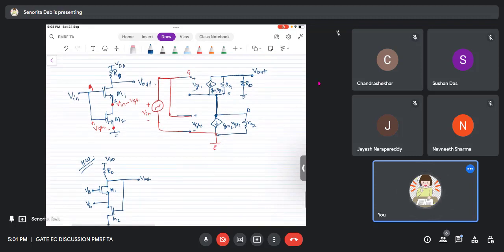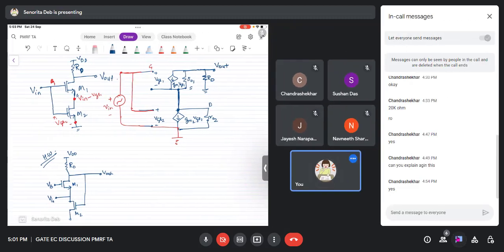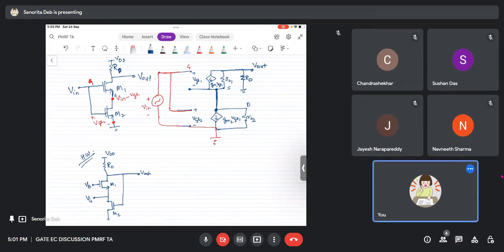Okay, so I think this resolution is better. So quickly try to copy it down. In the next class we will see how to find the R out value and the GM value, and we will find the voltage gain like that. And after that we will solve the questions that have come in GATE, GATE previous year. So please do this and let me know when you guys are done.